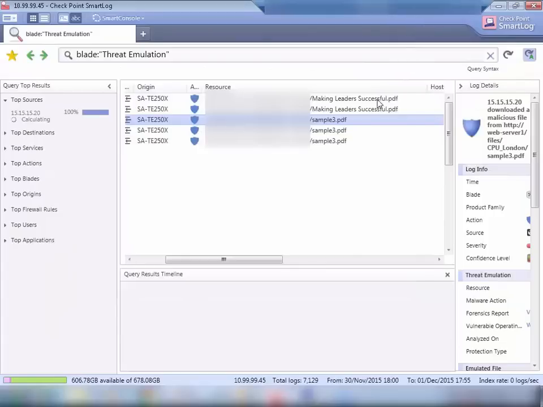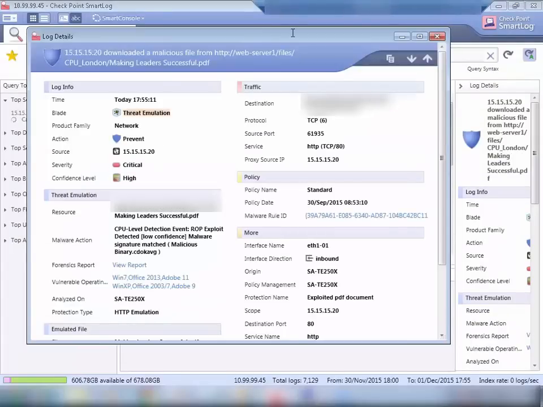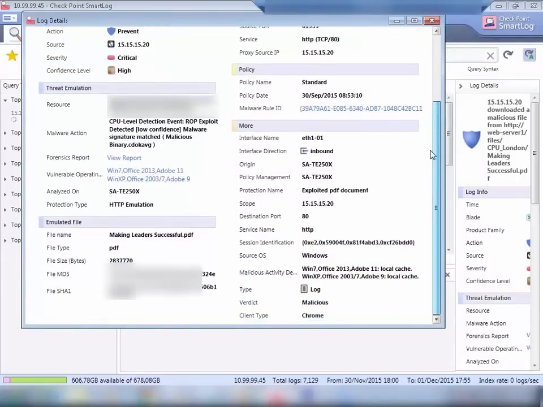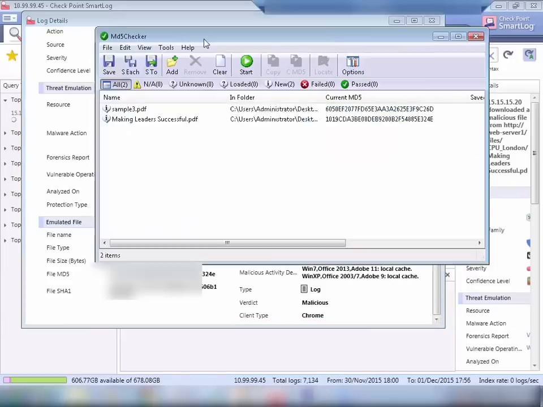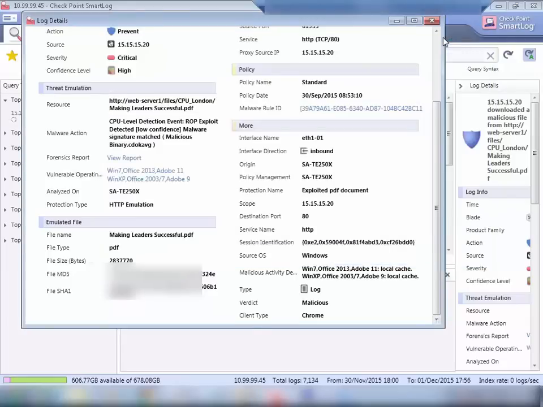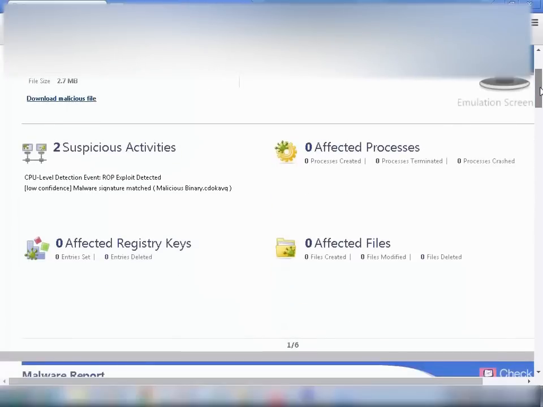Now, let's examine the report for the Making Leaders Successful PDF file. The SandBlast report shows that the file contained an ROP exploit. Therefore, the file was deemed malicious. We can also compare the MD5 hash to verify that this is in fact the same file. Additionally, we can review the malware operation report and confirm that indeed the file contained the ROP exploit, which was correctly identified by SandBlast's CPU level detection.